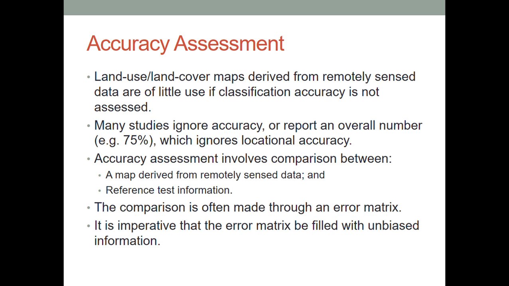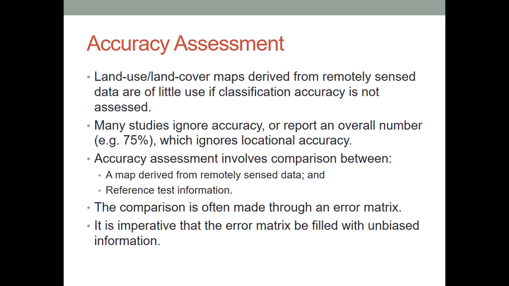Land use or land cover maps derived from remote sensing data are of little use if the classification accuracy is not assessed. Meaning to say, it will not be useful if the data is not accurately done. So we have to identify whether that data is accurate or not. Many studies ignore the accuracy or report only an overall number, let's say 70%, which ignores the location accuracy. So accuracy assessment involves comparison between a map derived from remote sensing data and reference test information.